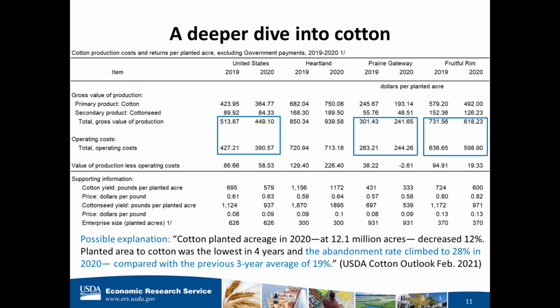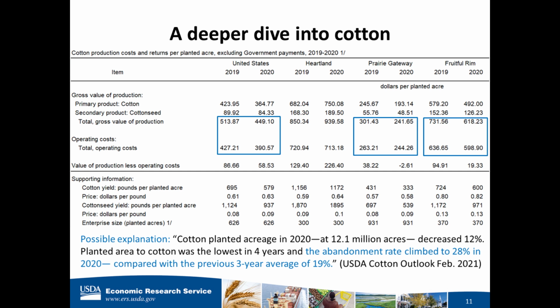If we look below at the text box highlighted for the United States, we actually see that operating costs declined between 2019 and 2020. They went from $427.21 to $390.57. So we know that if we are looking for what is driving the value of production minus operating costs, it won't be operating costs since they're actually declining, but we're seeing a decline in the gross value of production.